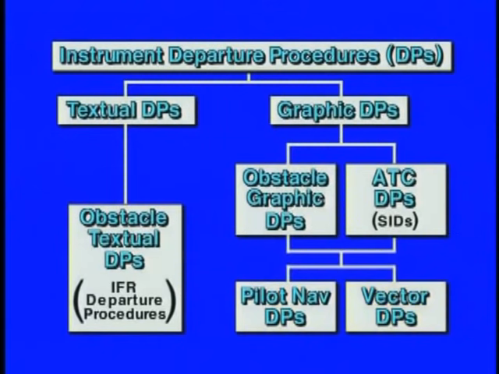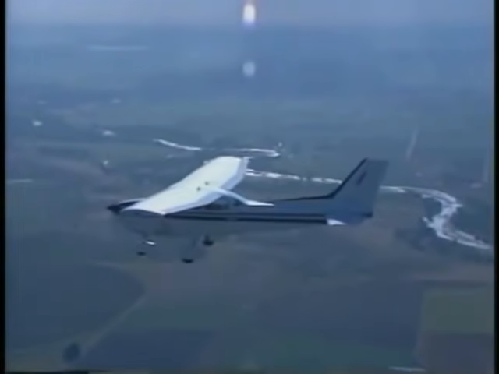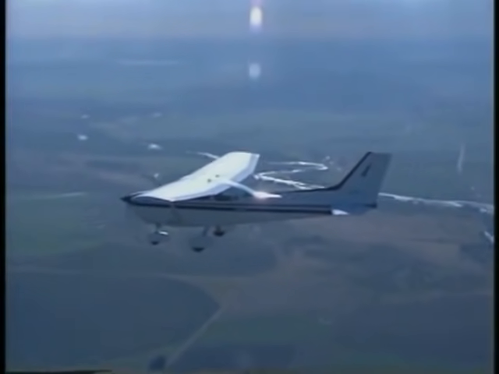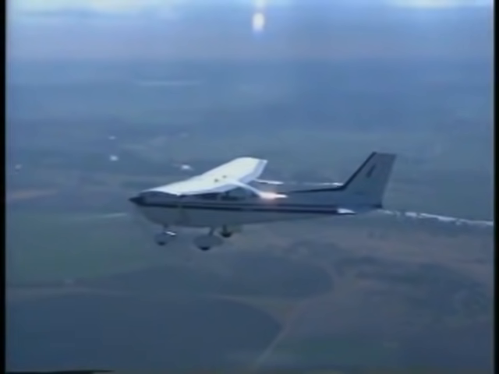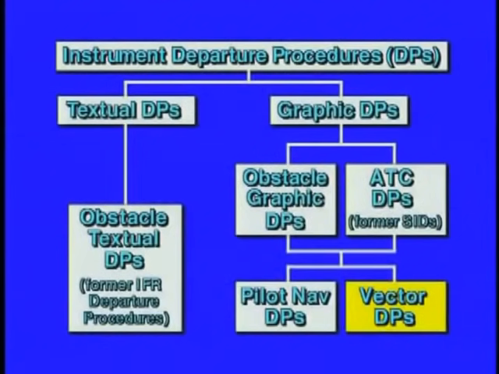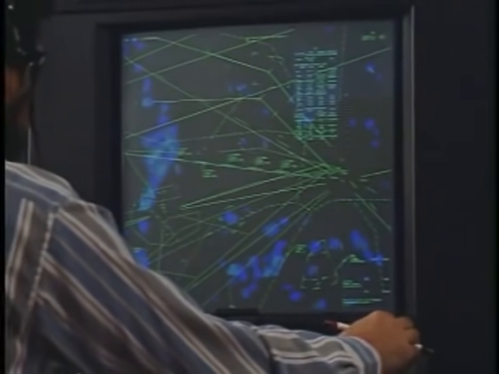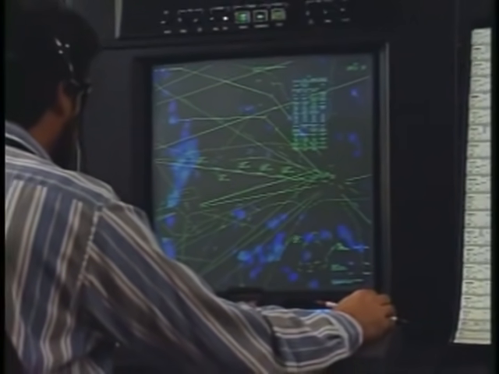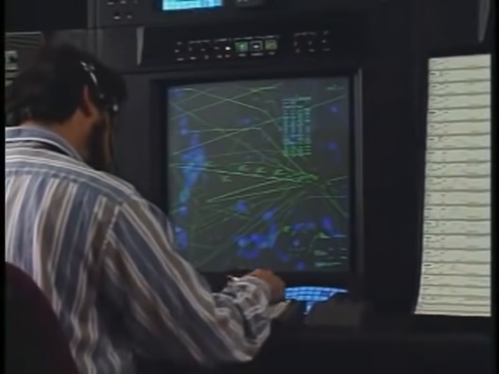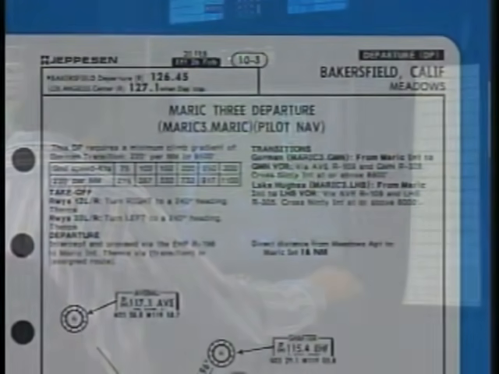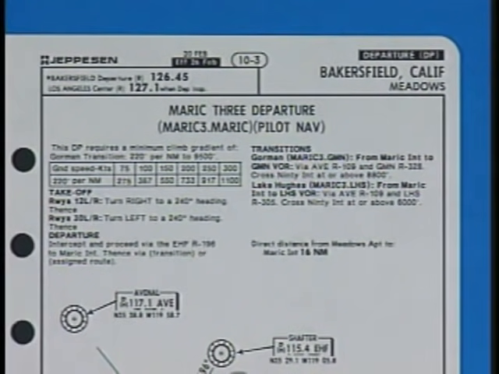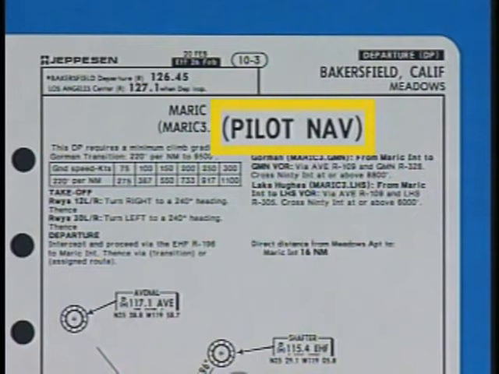The most common graphical depiction is the pilot nav DP, where you, as the pilot, have the primary responsibility for navigation. And the other is the vector DP, where a controller vectors or directs you to fly a certain heading in order to intercept a fix or radial along the flight path. Since this is a pilot nav DP, it is noted near the name of the procedure.